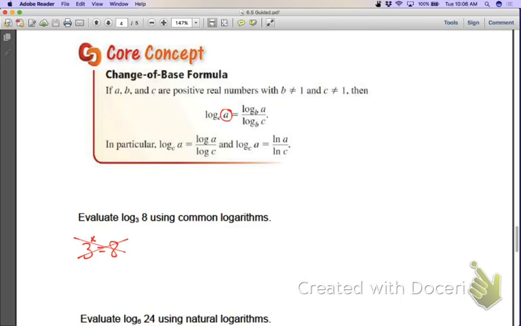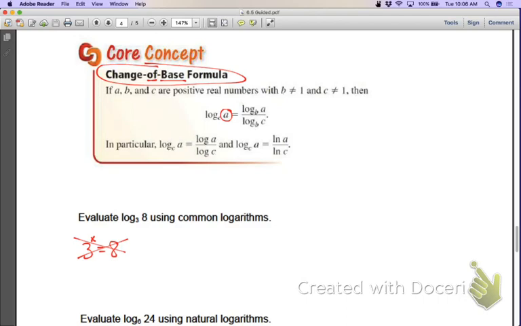log base c of a, I can rewrite this as a natural log or as a log. It doesn't matter. Either way is going to work. My of value is always going to be on top. My base value is always going to be on bottom. If you look at the name of the formula, I'm going to change this, of, and then the base. Of is on top, base is on bottom.